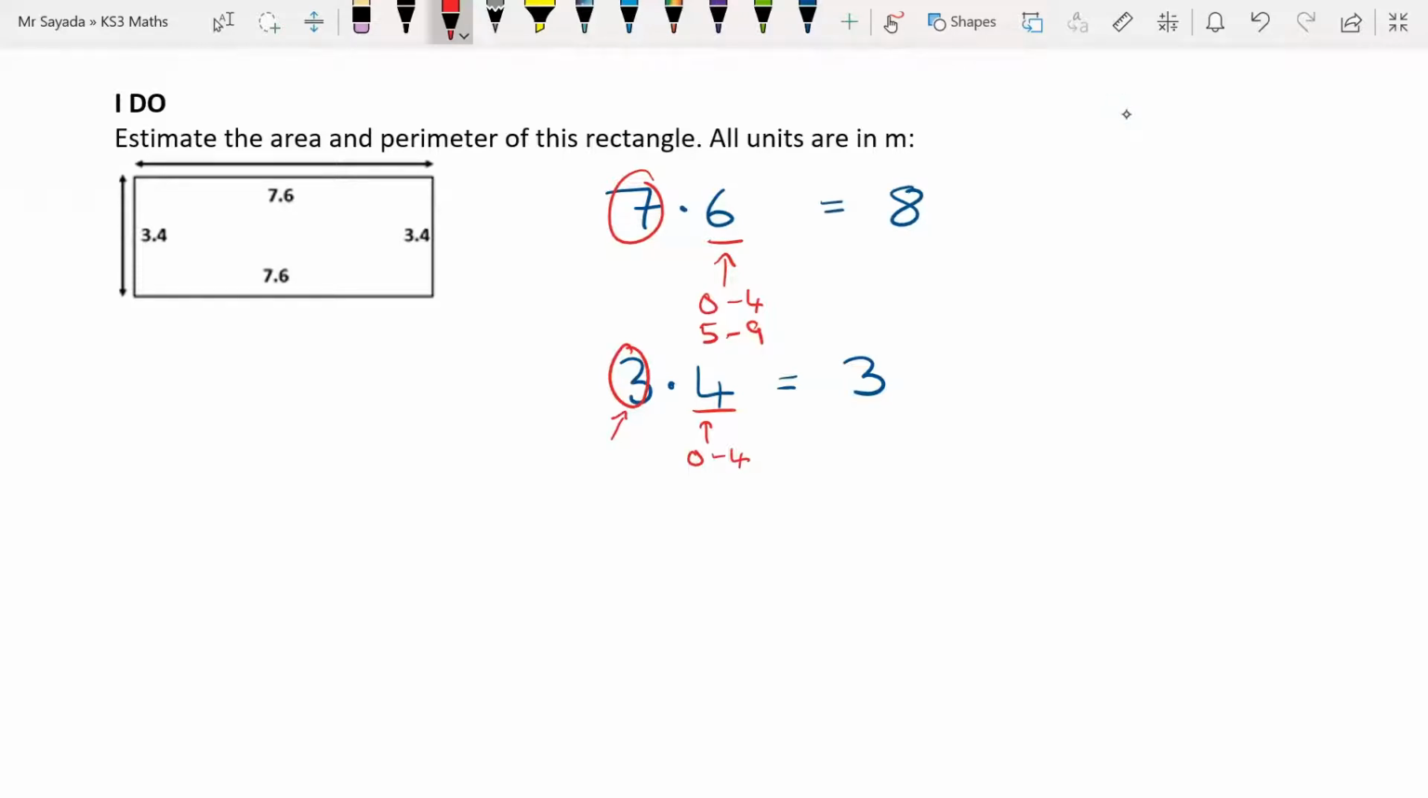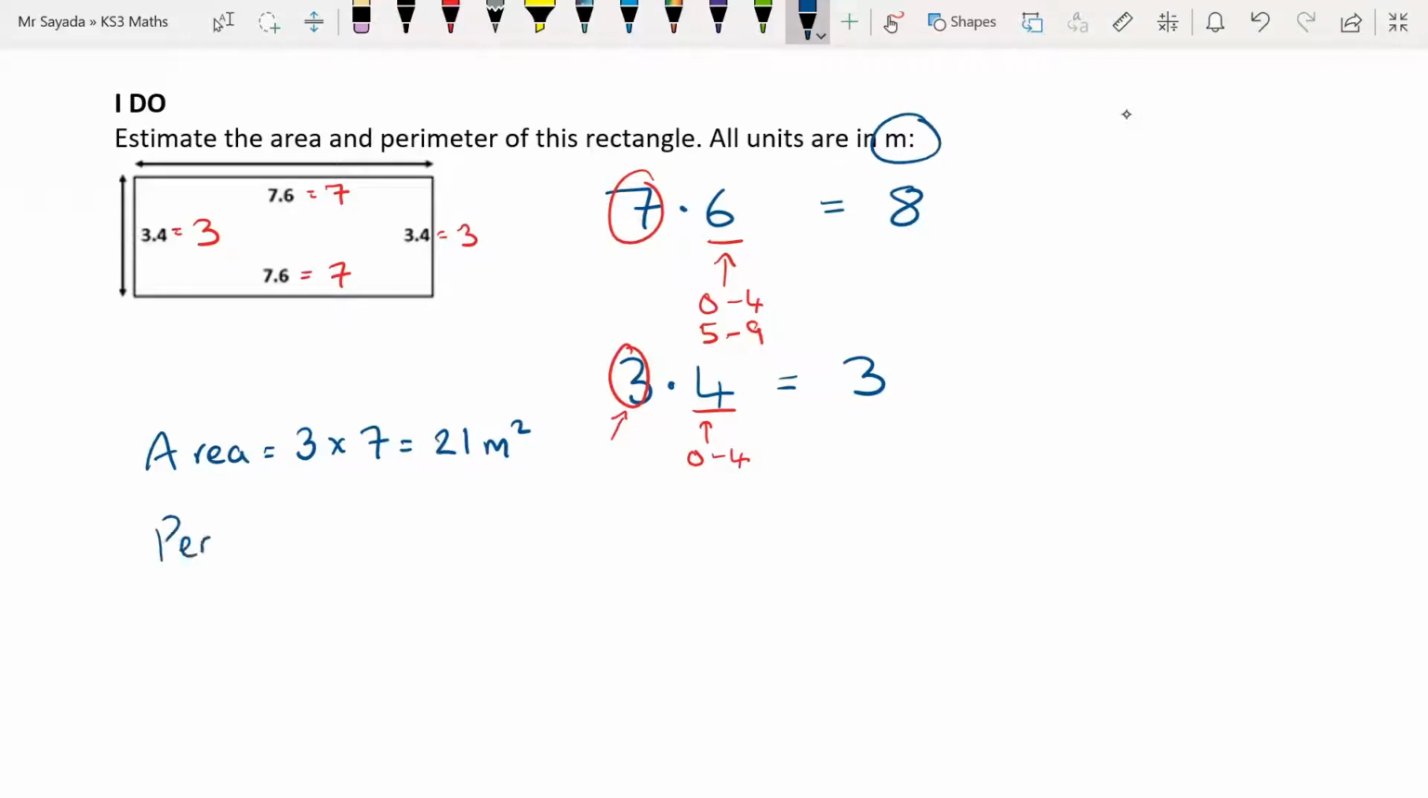Well, now that I've done that, I'm just going to replace each of these with the rounded value. So 7.6 is 8 and 3.4 is 3. And then those are the values I use to find the area and the perimeter. So the area will be 3 times 8. It's a rectangle, length times width, which is 24 meters squared, because I'm told all units are in meters.